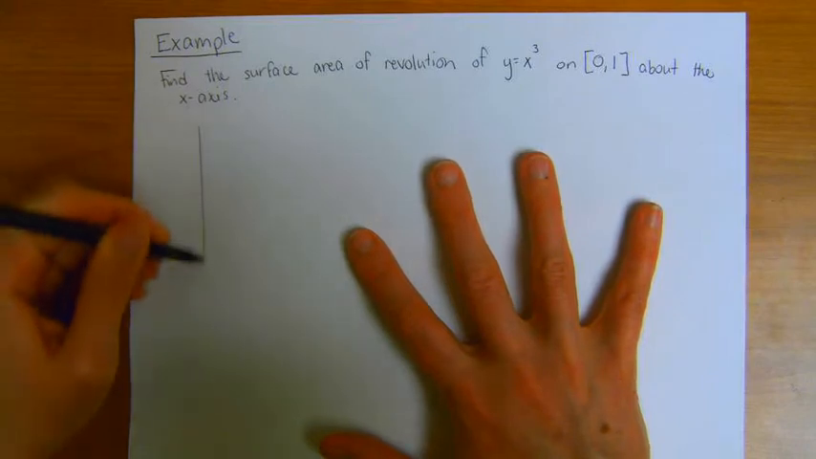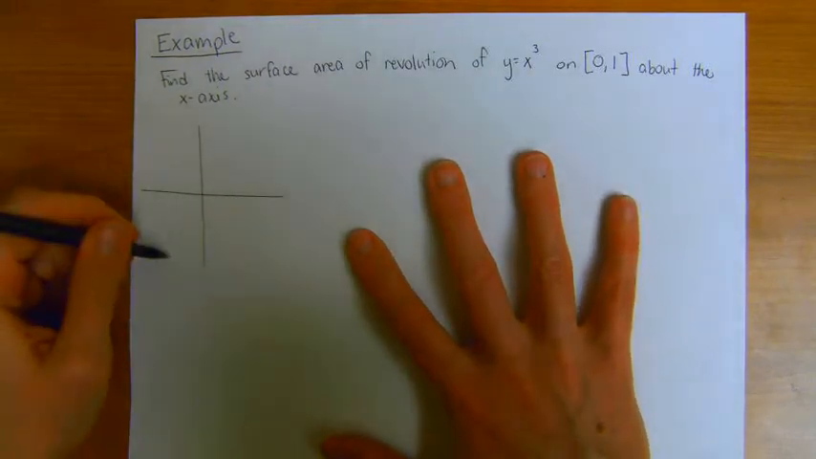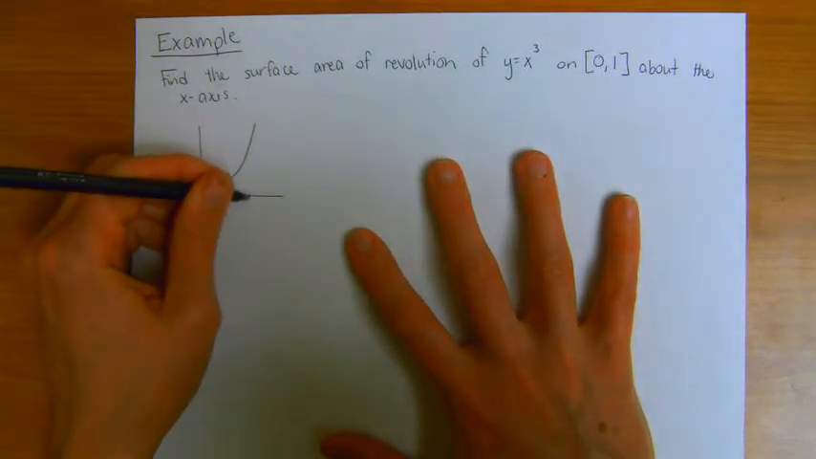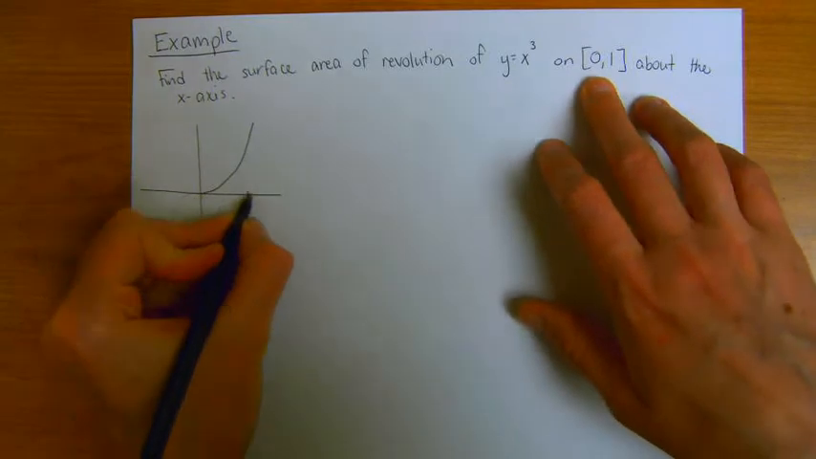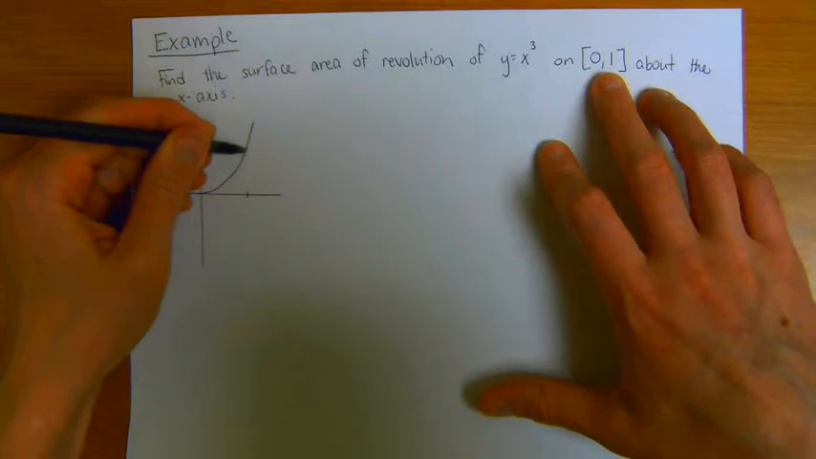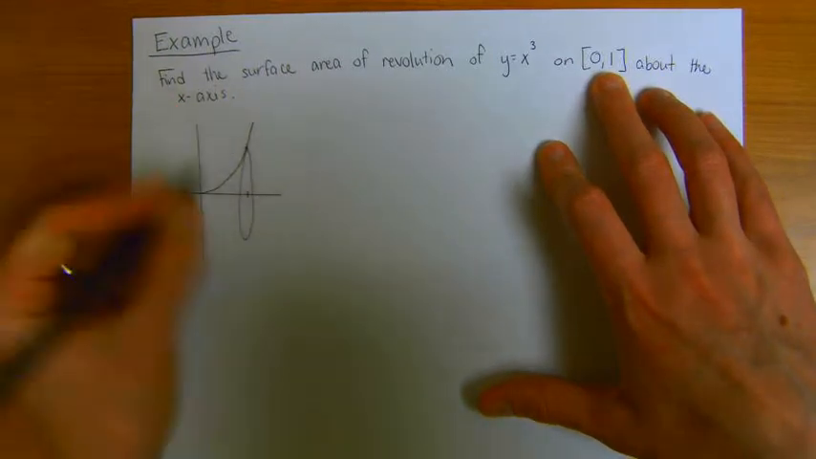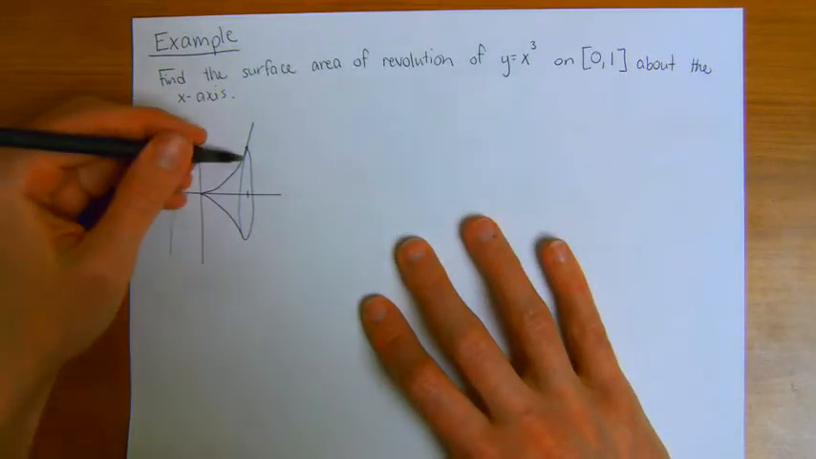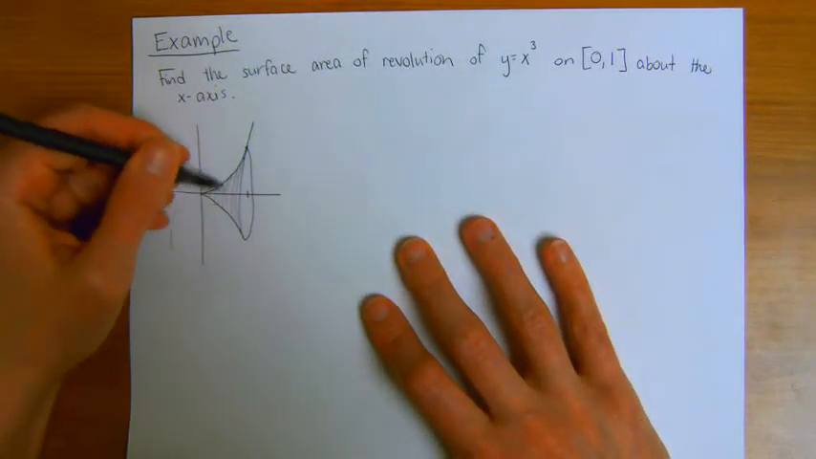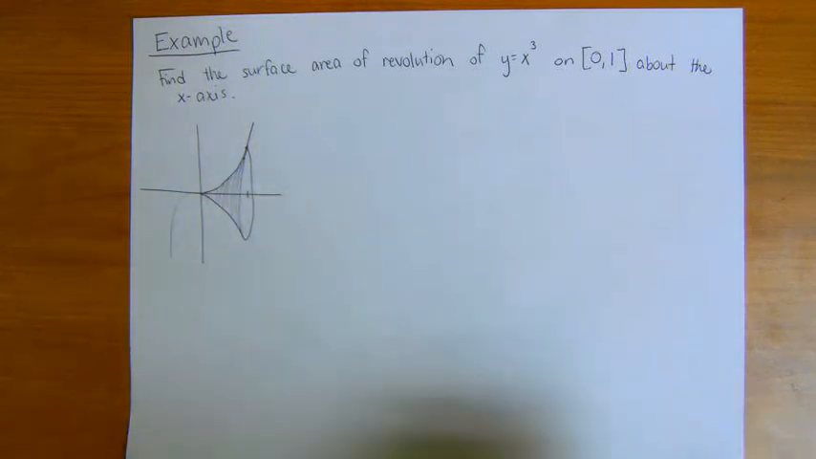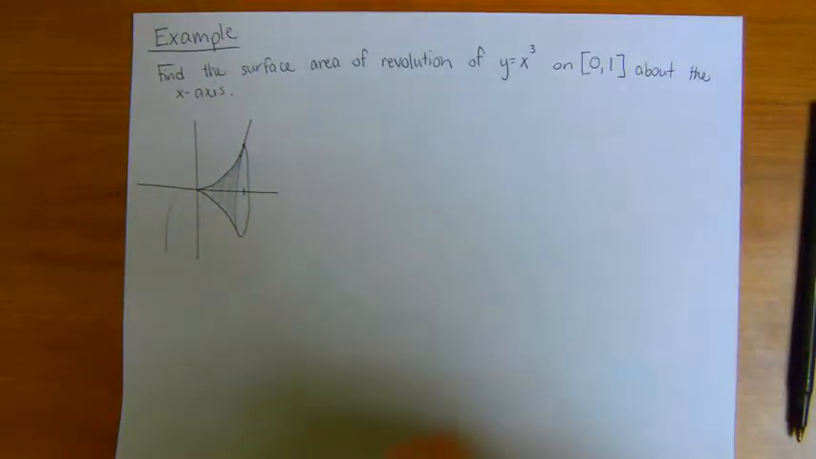So recall that y equals x cubed is a function that looks like this, but we're only interested in what happens on the interval from 0 to 1. And we want to take this and rotate it about the x-axis. So we're trying to find the surface area of this part of the rotation. We're ignoring the base circle part, that looks like a cone on its side. And we're going to find the outside area.